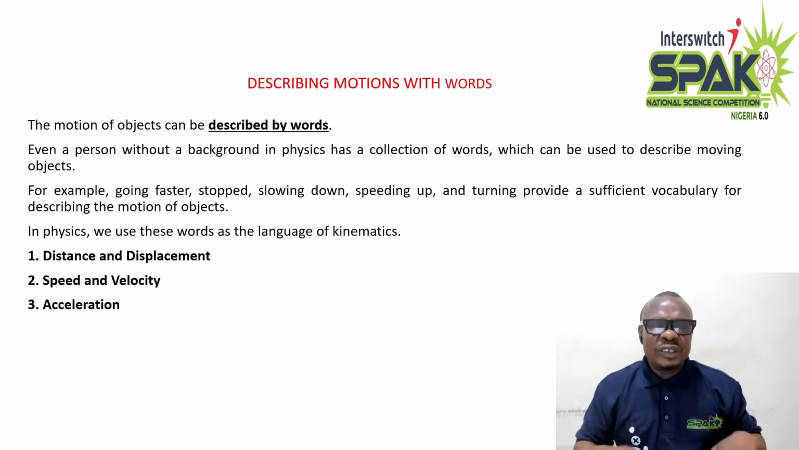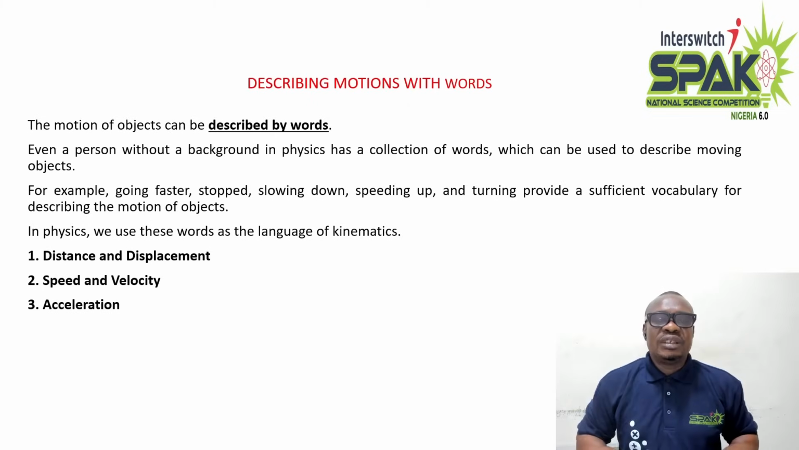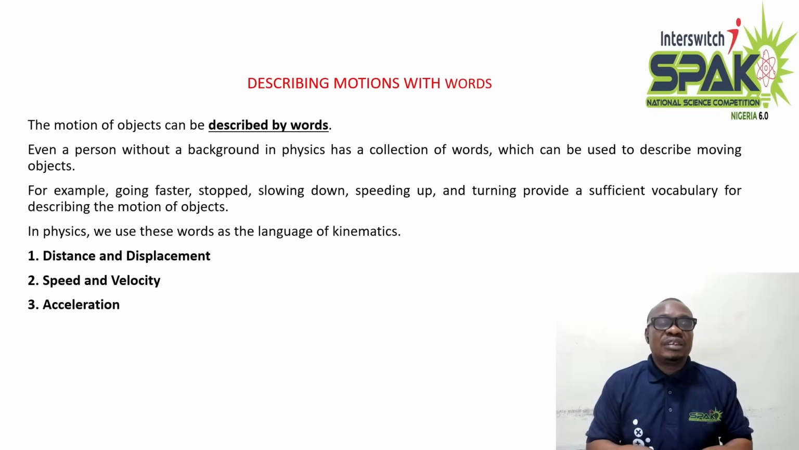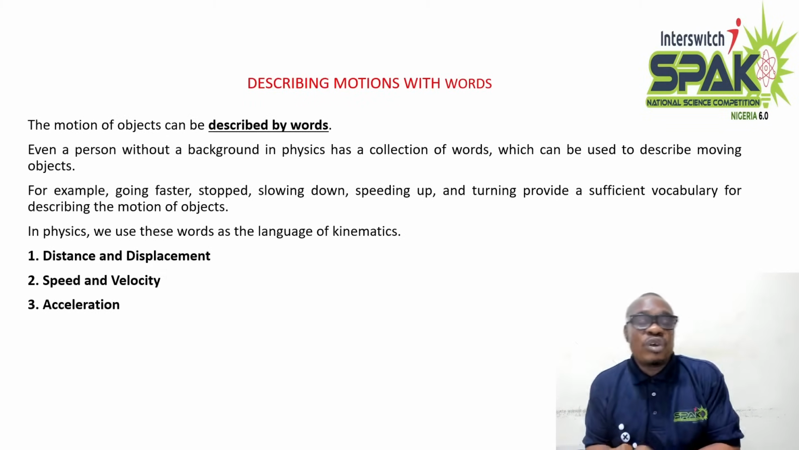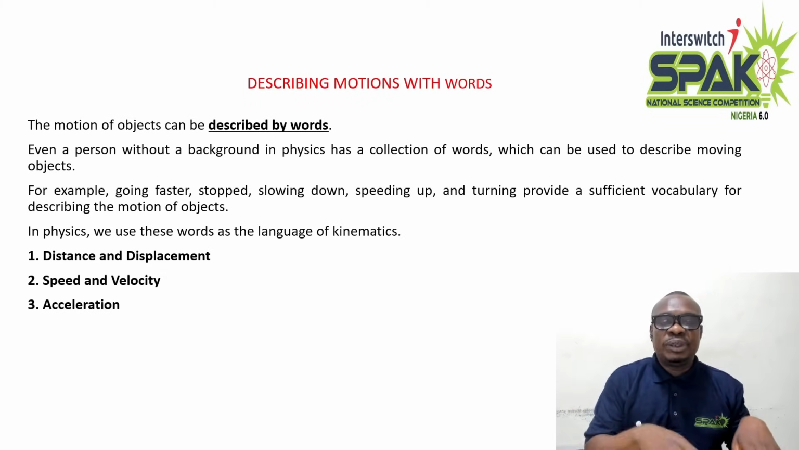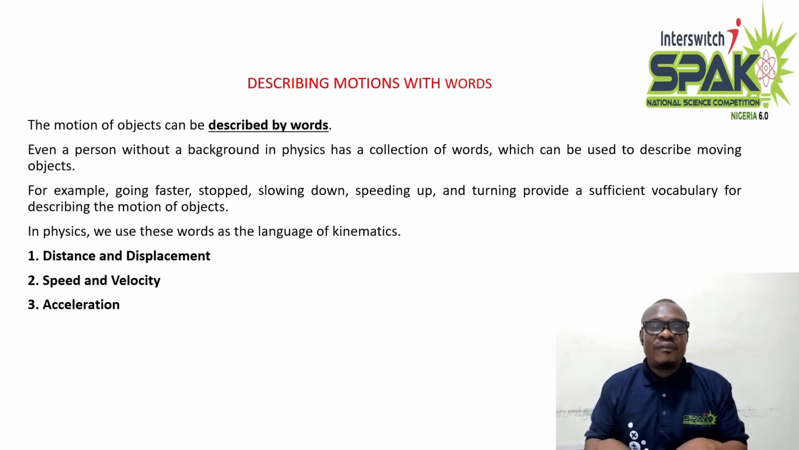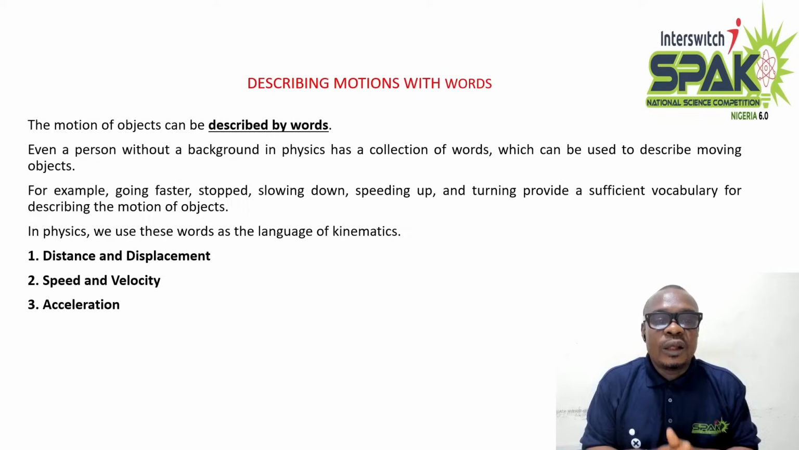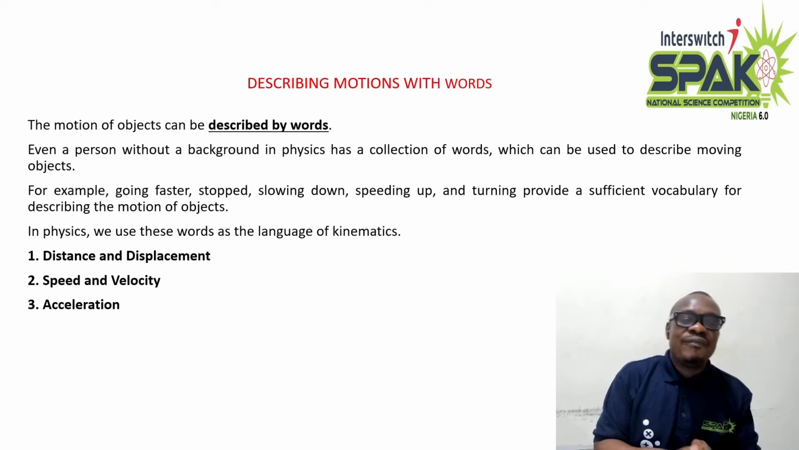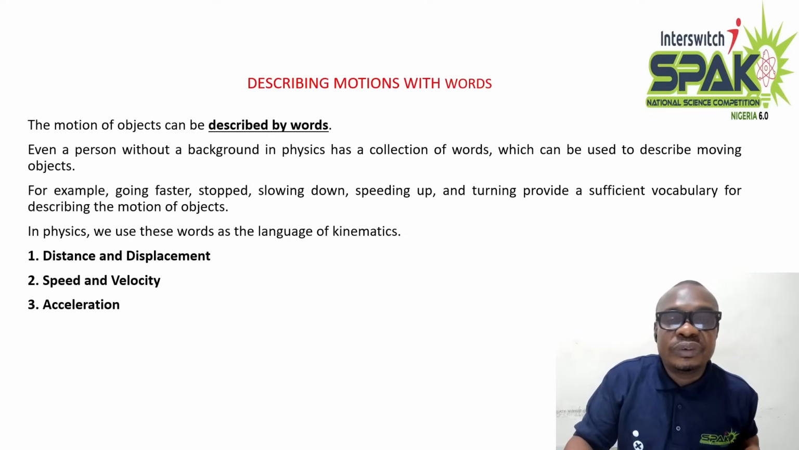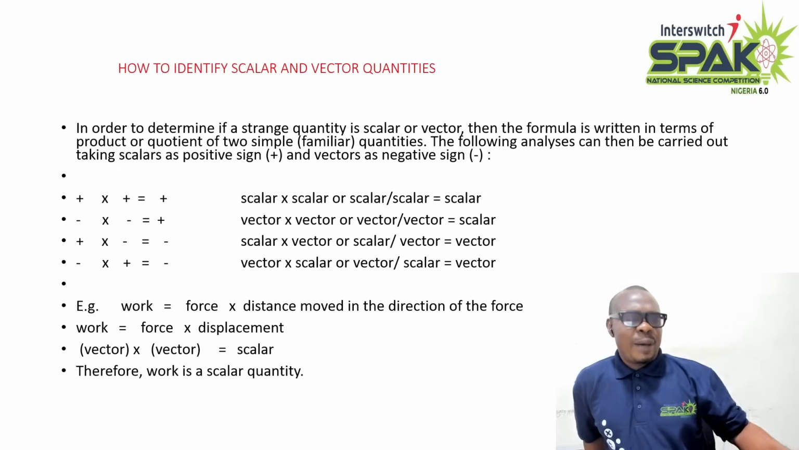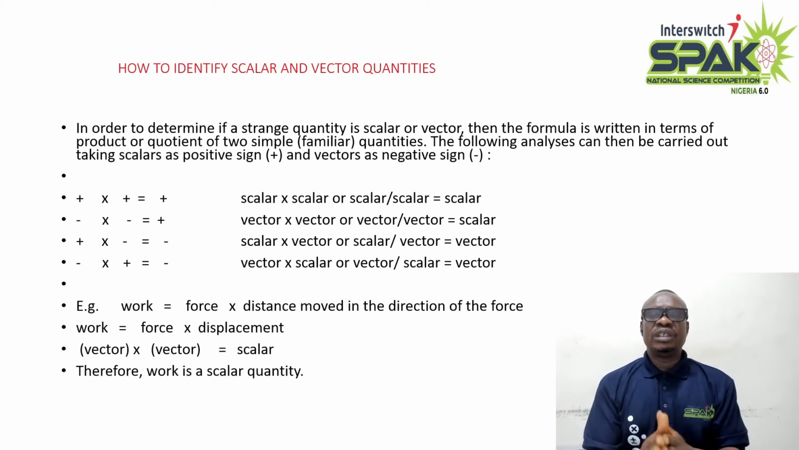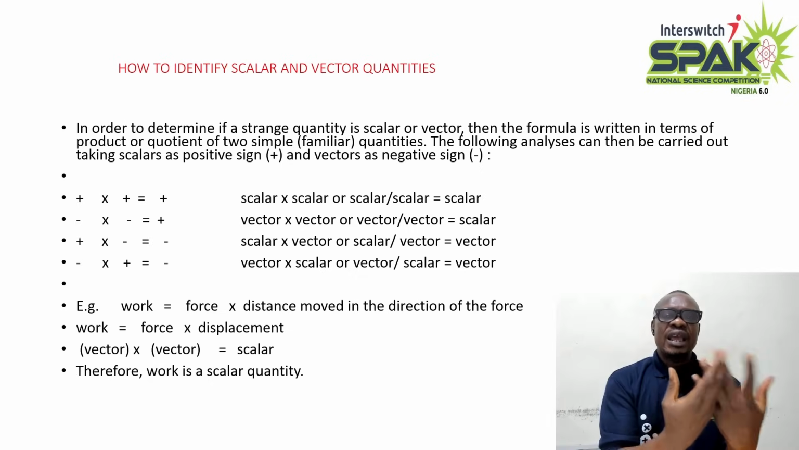But in the study of physics, we have some particular terms that we make use of. What are these terms? These are the language of kinematics. We have distance and displacement, which I'm going to distinguish, speed and velocity, and acceleration. Distance and displacement, speed and velocity, and acceleration. We are going to discuss these terms which we use to describe kinematics.